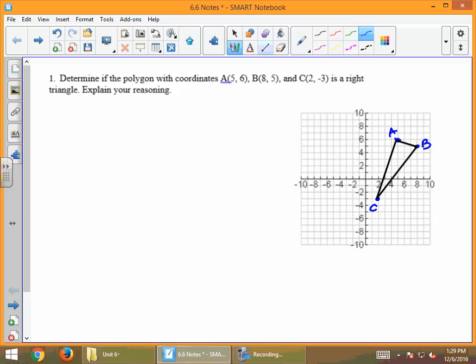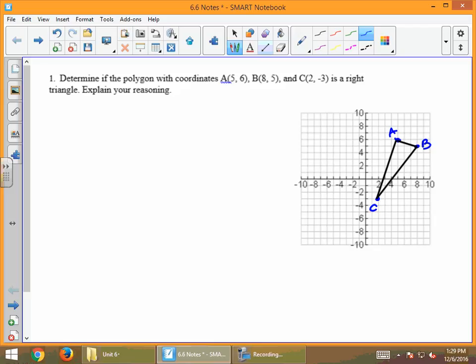So, if we have a right triangle, what kind of angle does it have? Right angle. You have to show somehow that this triangle has a right angle. Well, what do we know about a certain type of line? When these two types of lines intersect, a right angle is formed. What do we call those? Perpendicular. Good. So we have to determine that two of these lines are perpendicular.